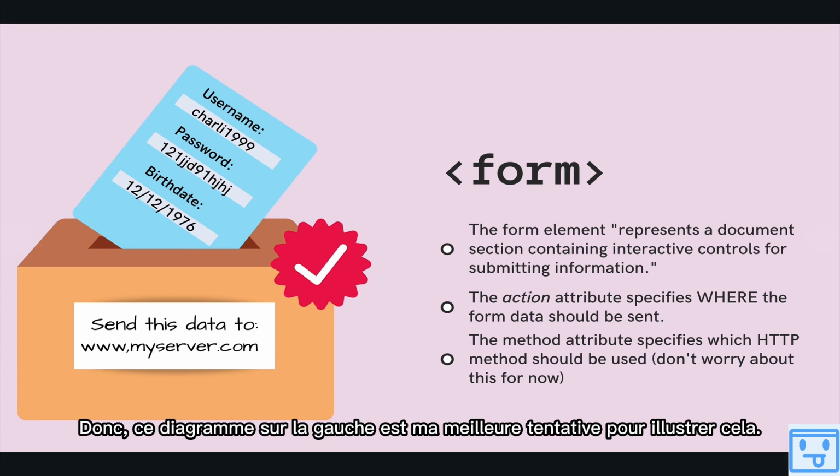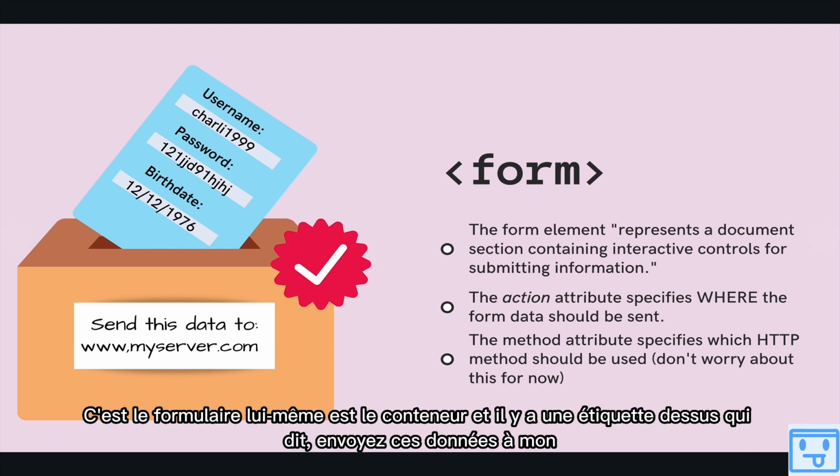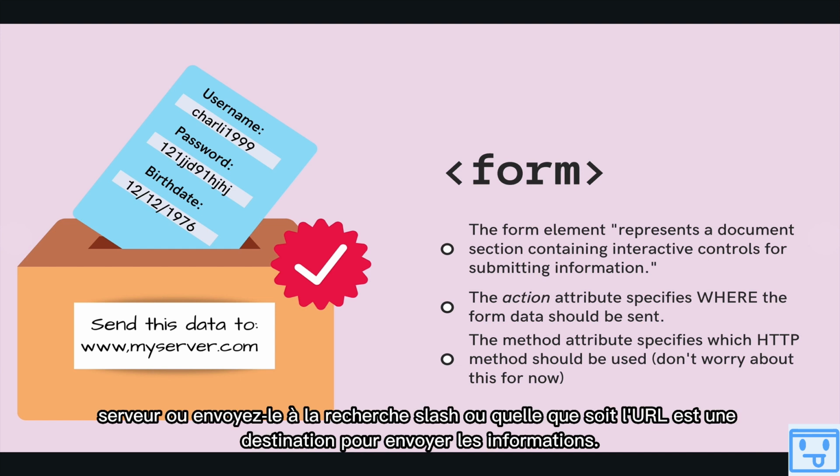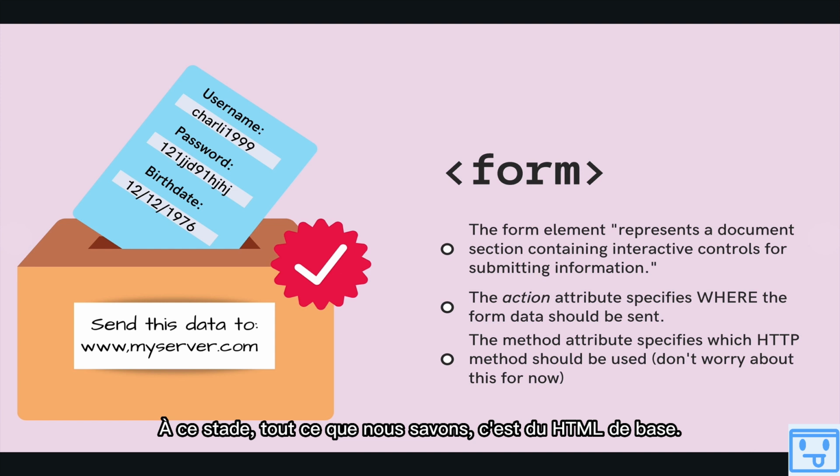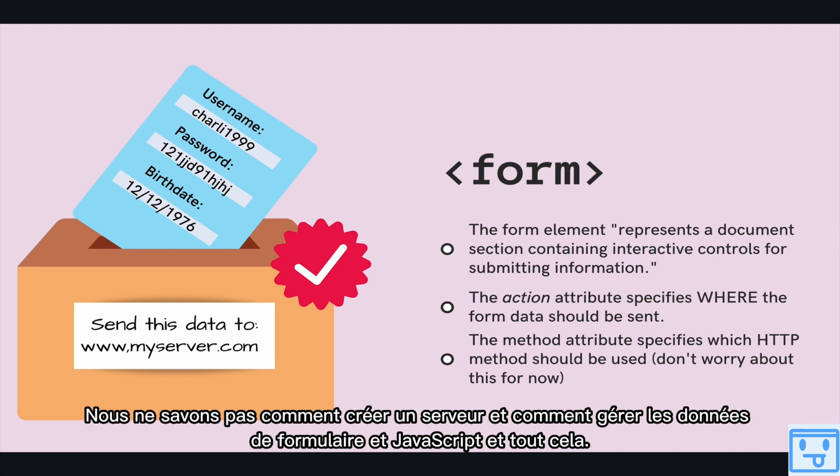It specifies where the data should be sent when the form is submitted. So this diagram on the left is my best attempt at illustrating this. It is a box. That's the form itself, the container, and it has a label on it that says, send this data to myserver.com, or send it to /search, or whatever the URL is, some destination to send the information to. At this point, all we know is basic HTML. We don't know how to create a server and how to deal with form data and JavaScript and all of that.